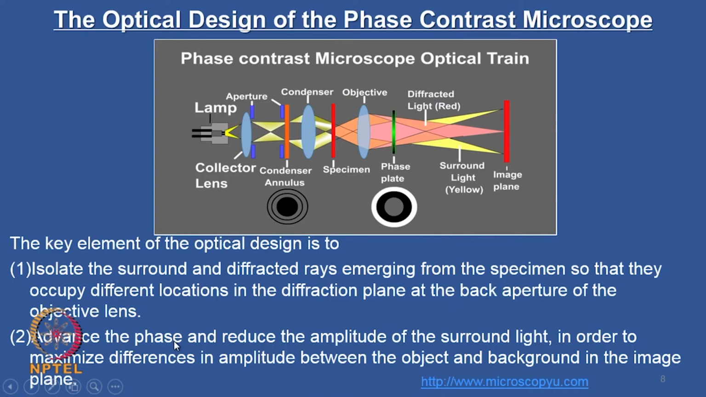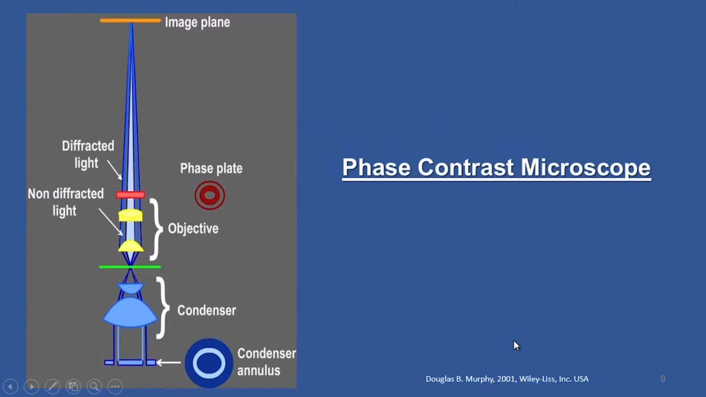If you look at the earlier schematic, the phase object was not producing contrast under bright field illumination because the amplitudes of the S and D waves were almost similar. That is why the phase plate has to do the job of advancing the phase and reducing the amplitude of the surrounding light, in order to maximize the difference in amplitude between the object and the background in the image plane. So, let us see how it is done.